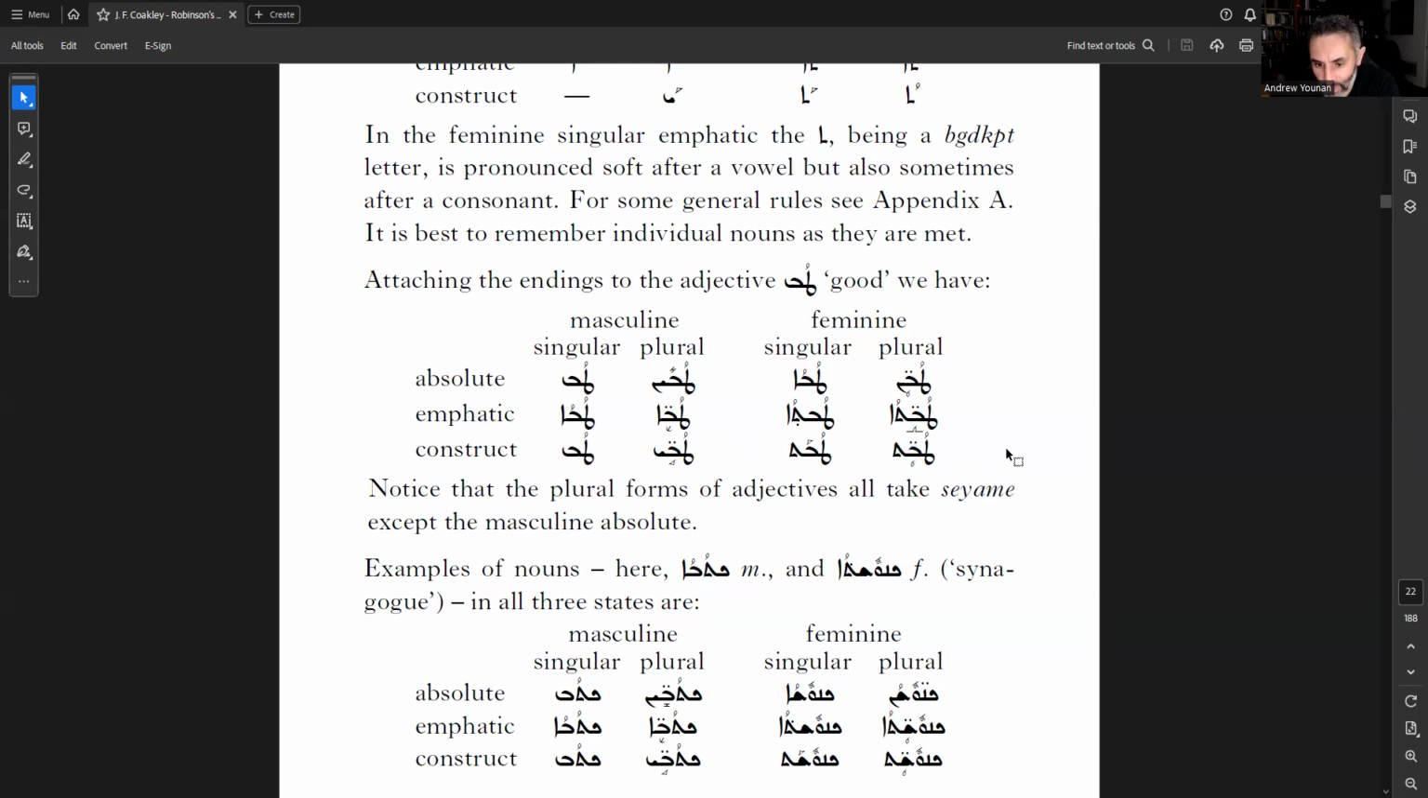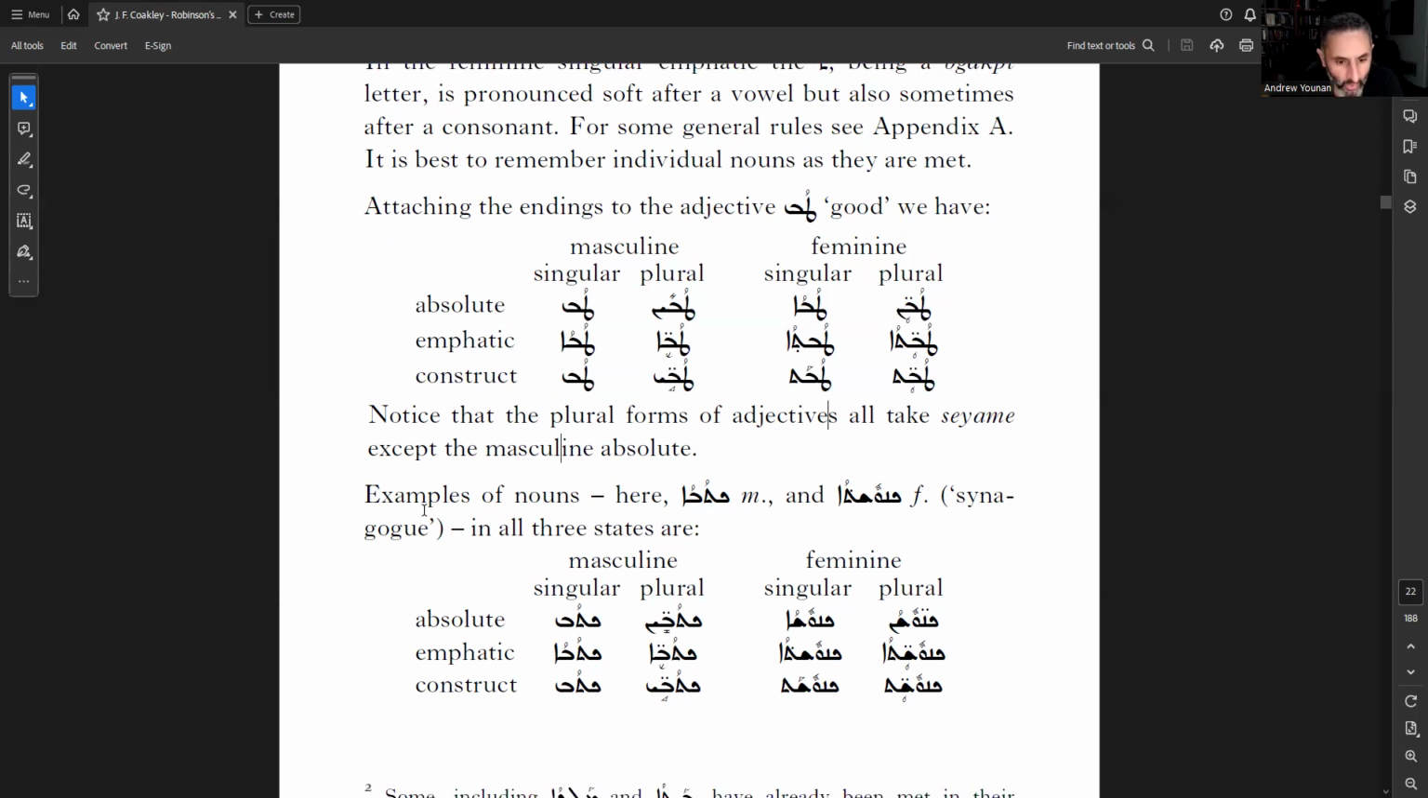And then you have the siame. So I'm going to repeat. The absolute state of the adjective is when it is affirming something. The emphatic state of the adjective is when it's describing something. The construct state of the adjective is when it's becoming a noun and it is expressing the good person of something. Note that the plural forms of the adjectives all take siame except the masculine absolute. Don't worry about siame. Okay.